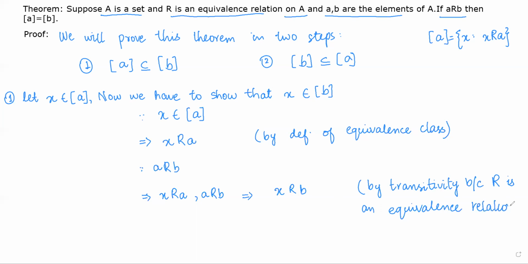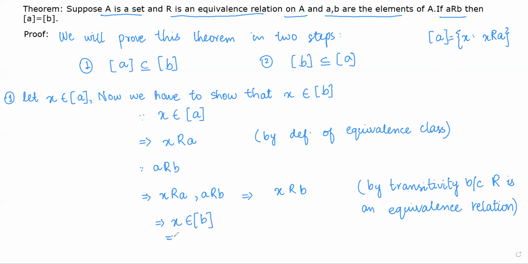We know that an equivalence relation is reflexive, symmetric, and transitive. So any of the three properties we can use in this theorem because we have this set as an equivalence relation. Okay. So we have now seen that x is related to b. It means that x belongs to the class of b by the definition of equivalence class.